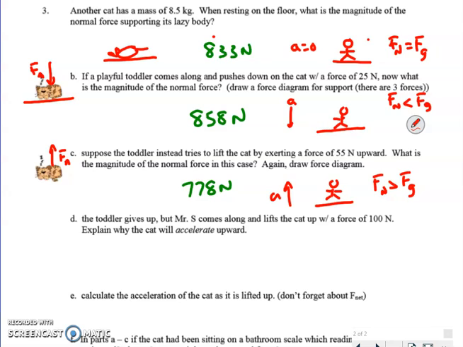What's true about this situation? There's no other vertical forces except the normal force and the weight, right? So if I draw an FBD, and this is for number 3A, that's all there was. In 3B, when we're pushing down on it, right, there was an applied force, there's still gravity. The cat didn't accelerate, so the normal force had to be really large to counterbalance both.